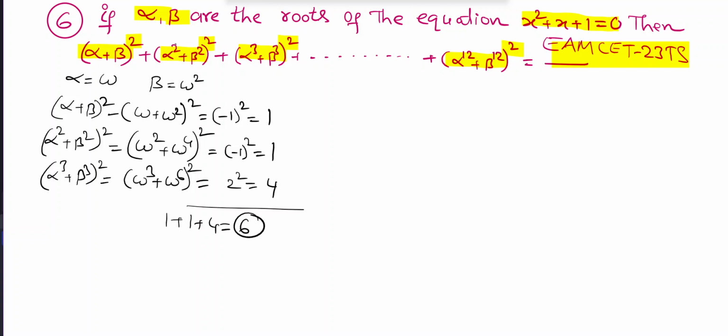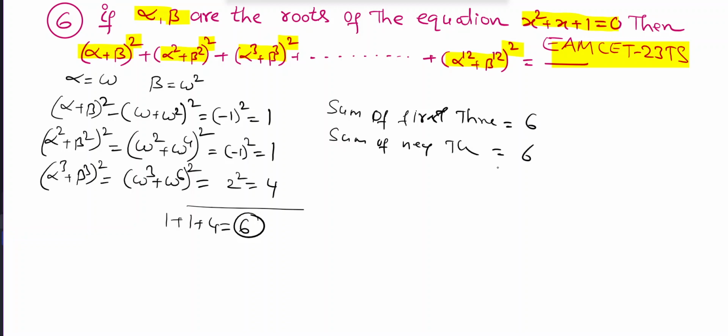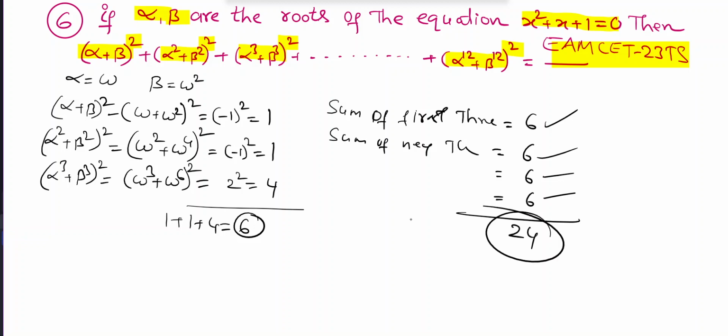And here 12 terms are given. So the sum of the first three terms is equal to 6. The sum of the next three terms is also 6. Again this is the process. There are 4 sets, 12 terms. The sum of the first three terms, next three terms, next three terms, next three terms, that is the total answer 24. This is the required answer.